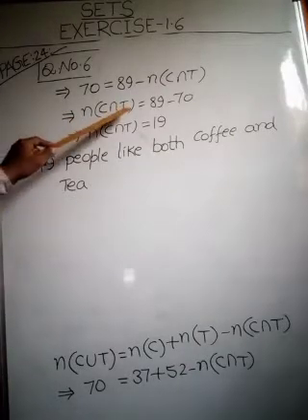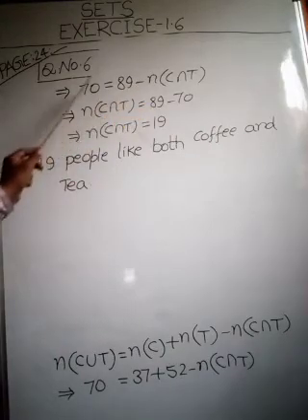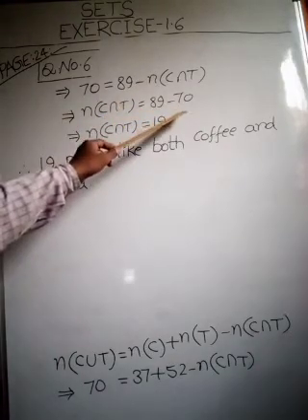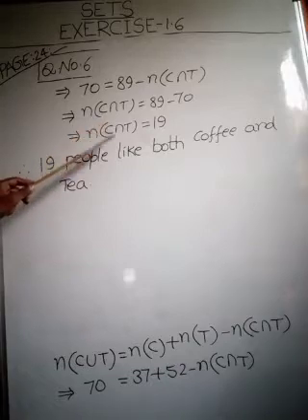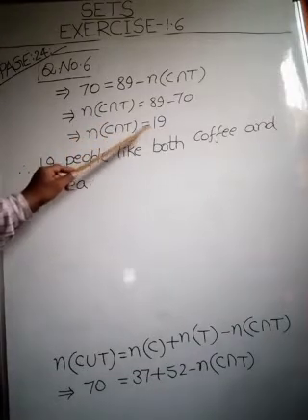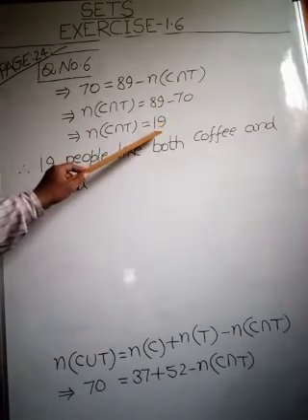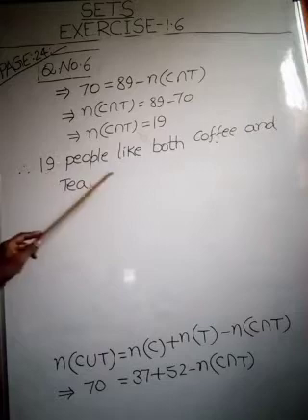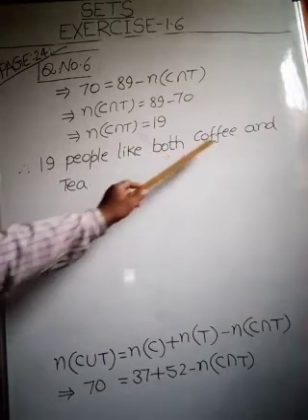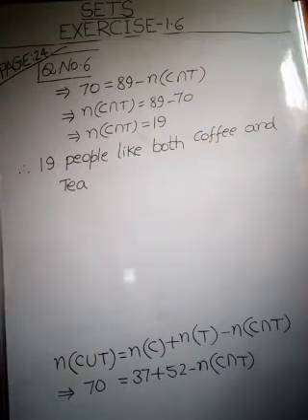So n of C intersection T is equal to 89 minus 70. Understood this step, my dear children? Right. This implies n of C intersection T is equal to 89 minus 70. What will you get here? 19. So 19 people like both coffee and tea. Understood, my dear children? Right.